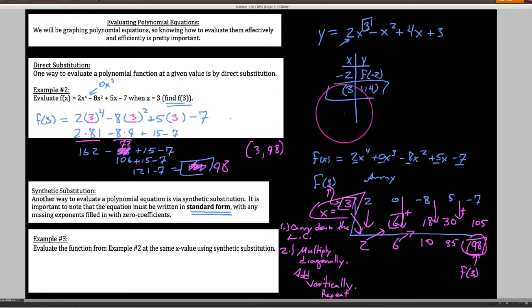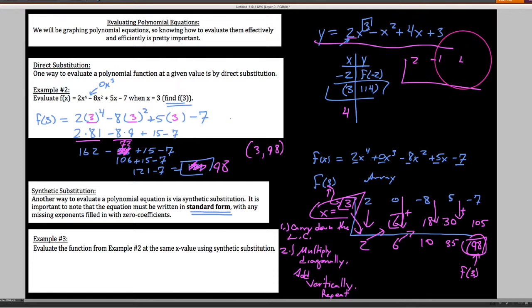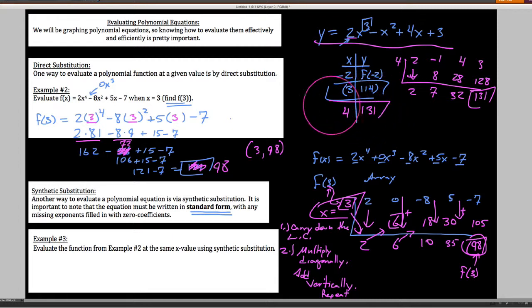So say for instance, I wanted to plug in 4, what would I get for an output? We would make our array, we'd drop in 2 for this, we'd say, for instance, for this function up here that I'm using, negative 1, we could put a 4 here and a 3 here, and we'd say, when I plug in 4, what do I get? Well, drop down the 2, 2 times 4 is 8, 8 minus 1 is 7, 4 times 7 is 28, 28 plus 4 is 32, and 4 times 32 is 128, and 128 plus 3 is 131. So we would say that I would get 131, and that is sometimes a lot quicker than directly plugging these things into your function.